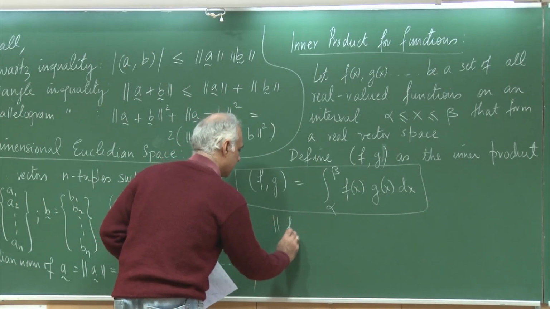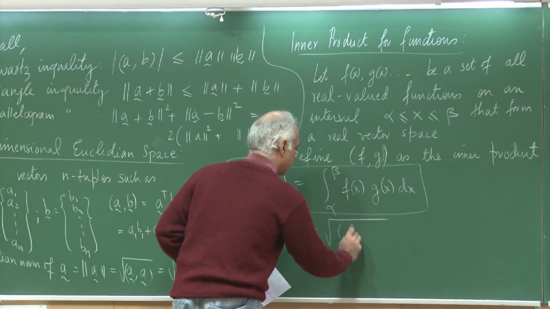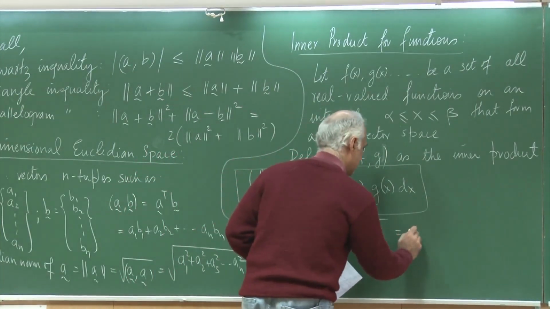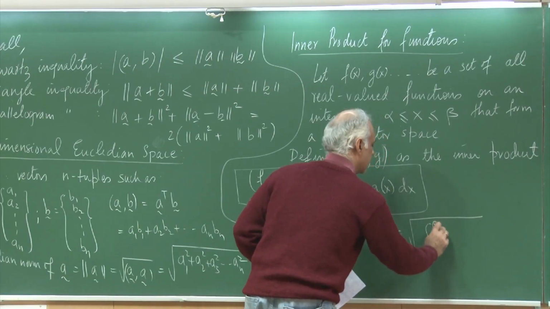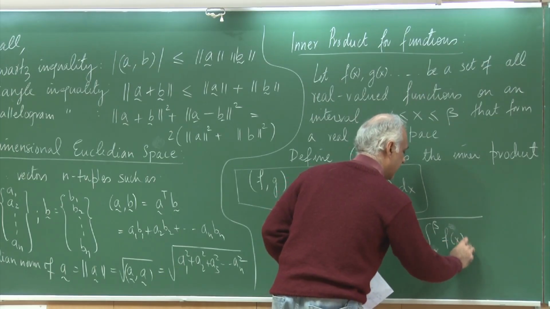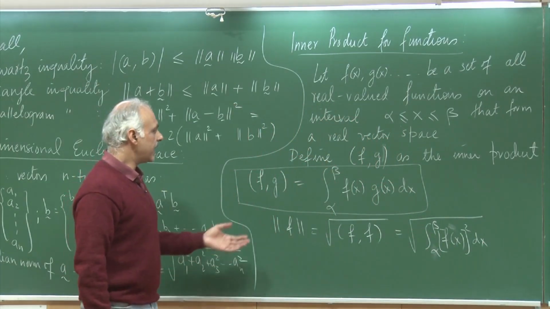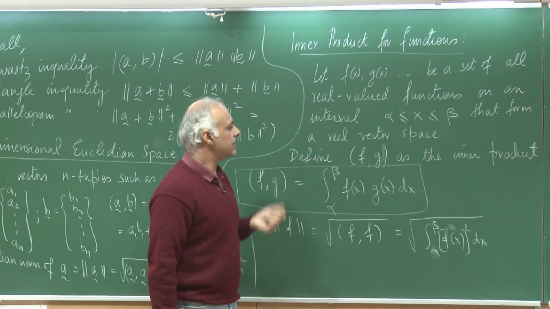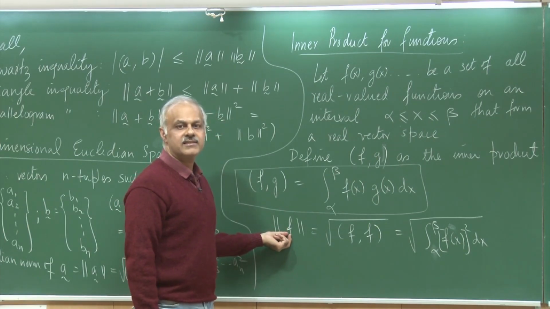So let's do that. So the length of f is going to be simply the square root of the inner product of f with f, and this, as you can see, is going to be the square root of the integral from alpha to beta of f of x whole square dx. So I can have these different functions f, g, h, which belong to a certain vector space, and each one of them I can assign a length.